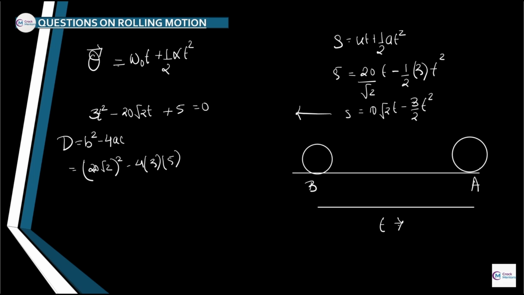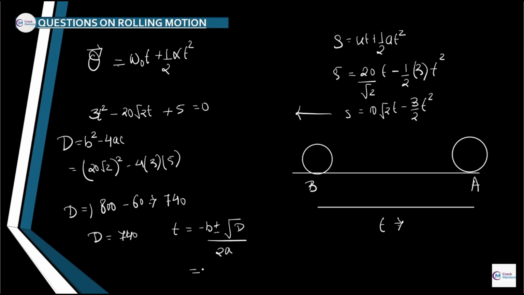It is being 5. Then it is equal to 400 800 minus 12 into 560. Then it is 740, the discriminant D. The value we are having, root 740, is D, and because of this we can have the value of time, which is equal to minus b plus minus under root D upon 2a.